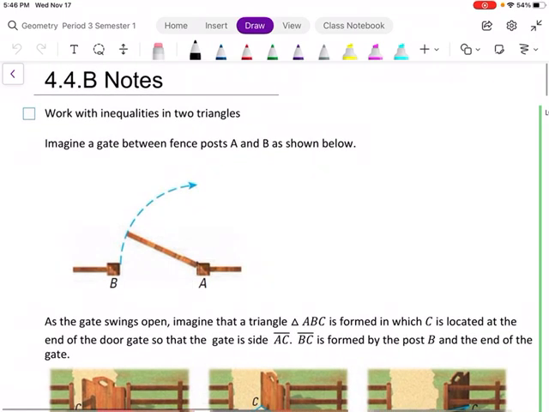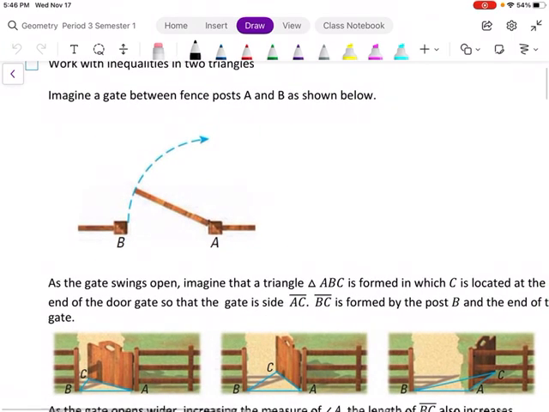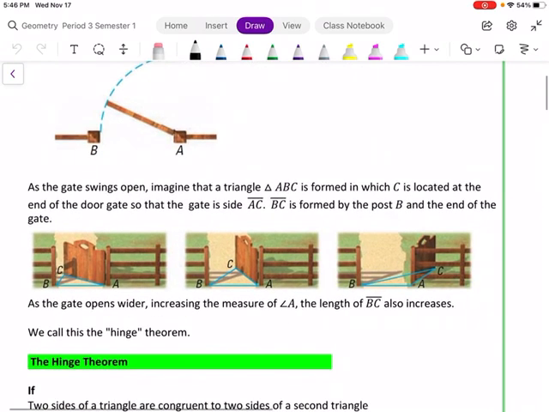For section 4.4b, this is going to be inequalities working in two triangles. For this one, imagine a gate between a fence post A and B, as shown below. As the gate swings open, imagine that a triangle ABC is formed, in which C is located at the end of the door, so that the gate is side AC, which you can see up here. This would be point C, and we would form a triangle with these 3 points.